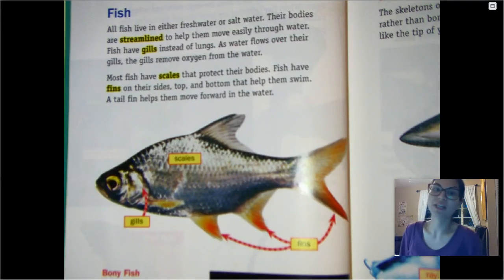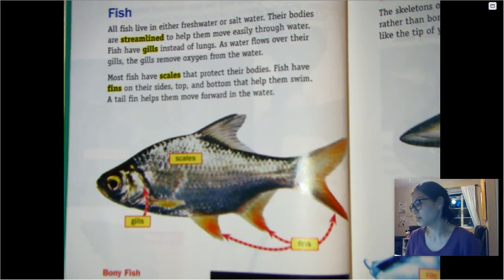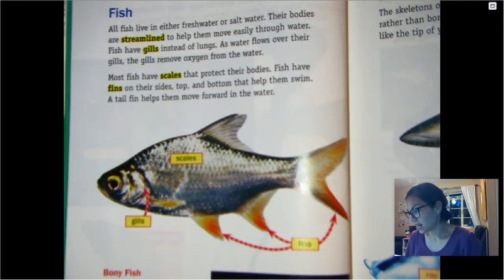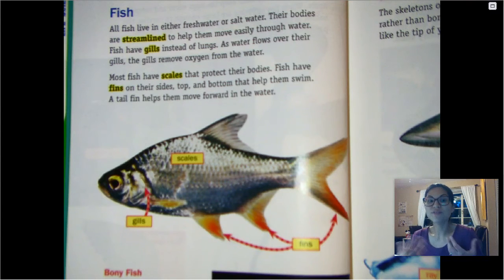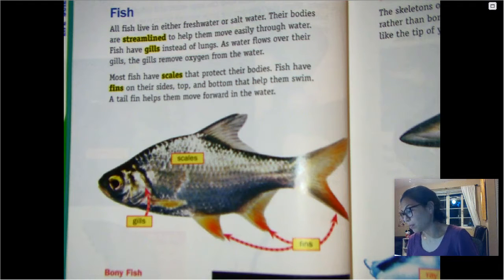It says all fish live in either freshwater or saltwater. Their bodies are streamlined to help them move easily through water. Fish have gills instead of lungs. As water flows over their gills, the gills remove oxygen from the water. So fish need oxygen to survive just like people do. But the difference is that fish don't have lungs that take in oxygen like people do, okay? They have gills and that helps them get their oxygen instead of lungs like people have.